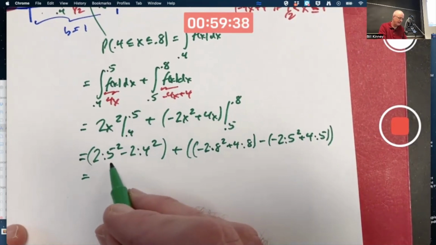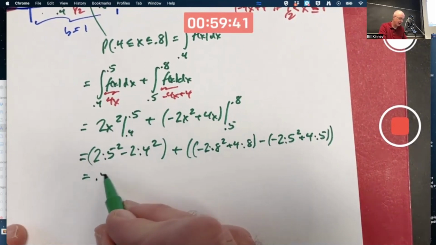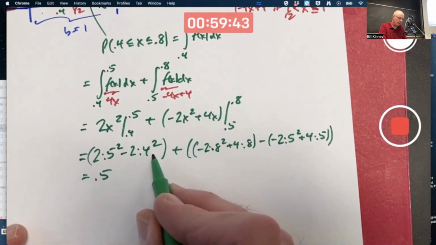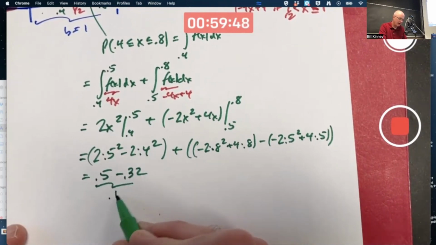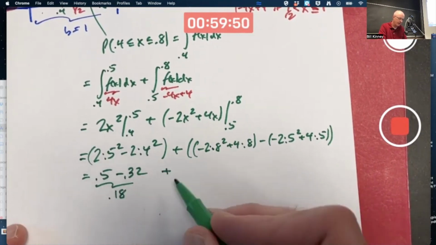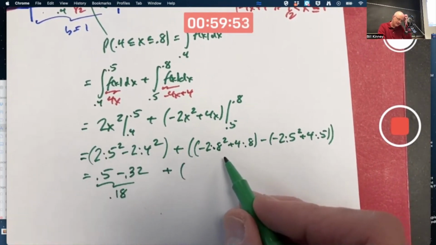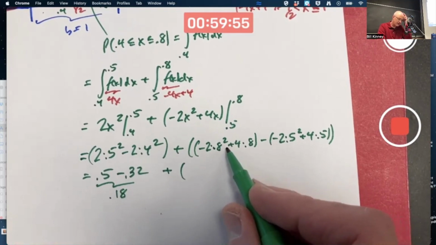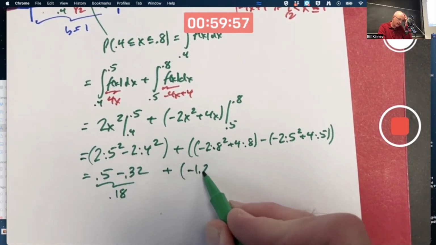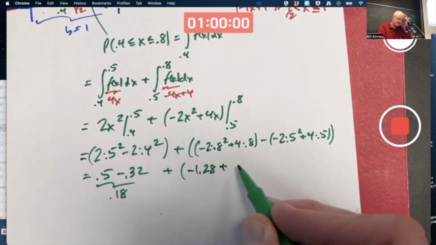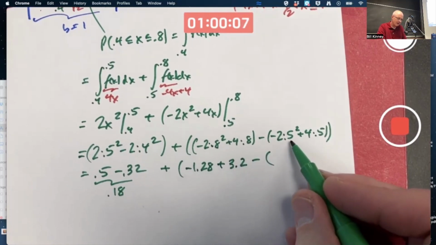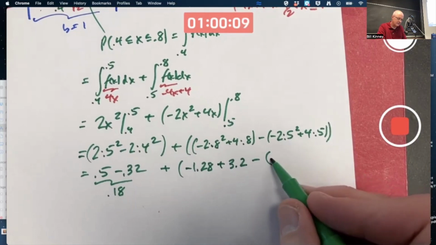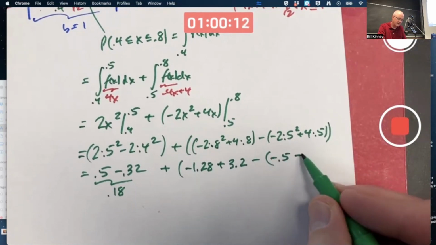Now simplify. 0.5 squared is 0.25 times 2 is 0.5. 0.4 squared is 0.16 times 2 is 0.32. That's a 0.18 there. Here, what do we get? 0.8 squared is 0.64 times negative 2 is negative 1.28. Just doing some calculations in my head. 4 times 0.8 is 3.2, minus 0.5 squared is 0.25 times negative 2 is negative 0.5. And this product is 2, it looks like.